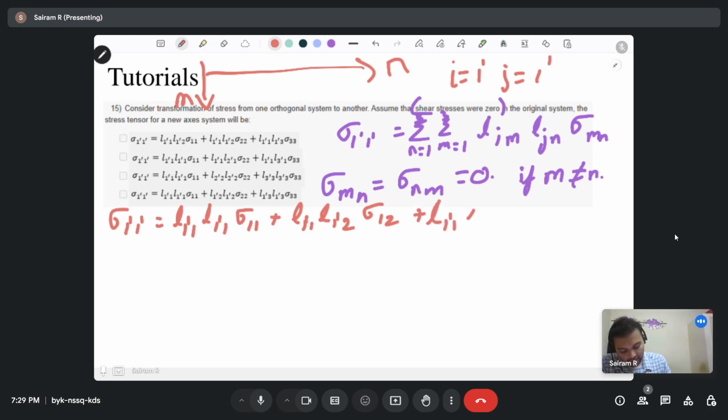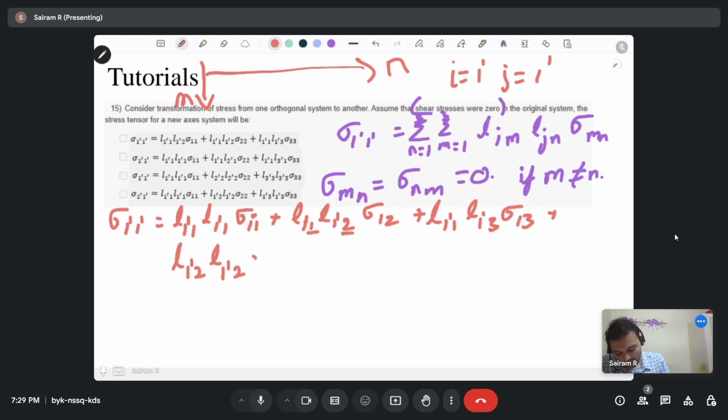L1 prime 1, L1 prime 3, sigma 1 3. So how am I writing 1 2 and 1 3? We know that this is m and this is n. Whatever the subscripts for m and n are, I'm taking sigma mn. Similarly, now I'm changing the value of m for the first time, so this one will become 2 here. Now these L values are going to remain the same exactly as we had over here.